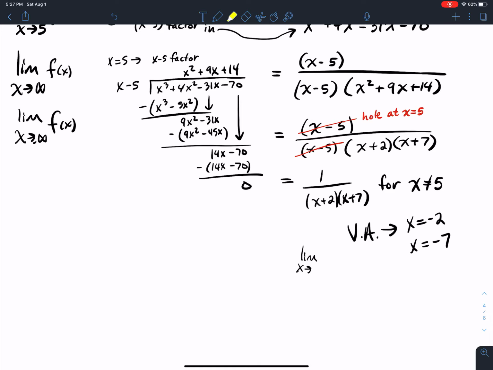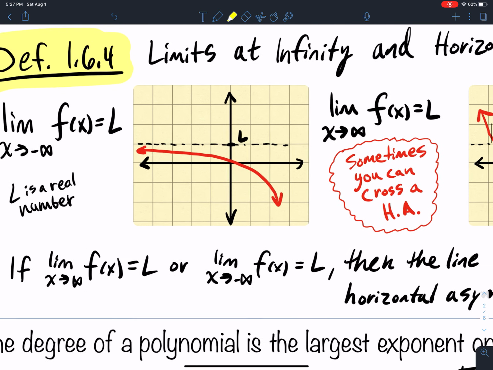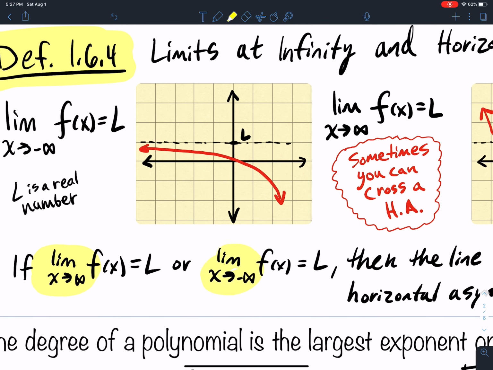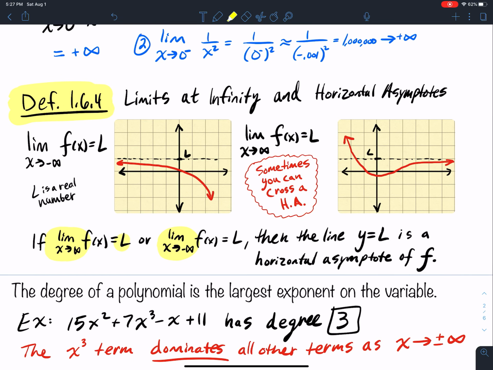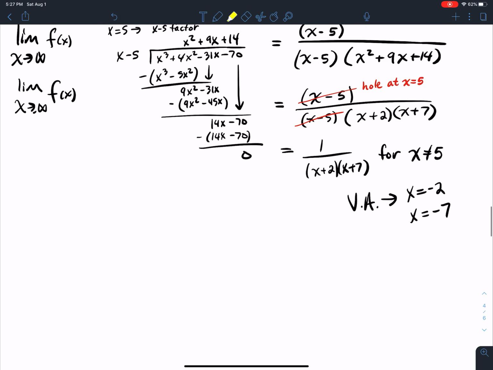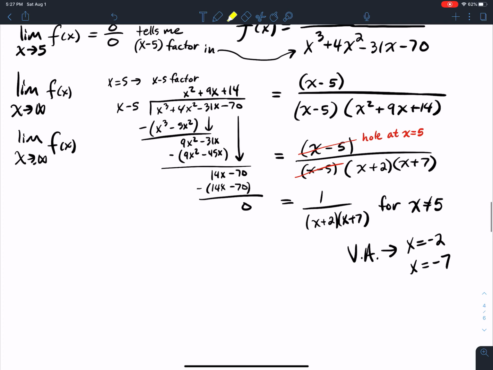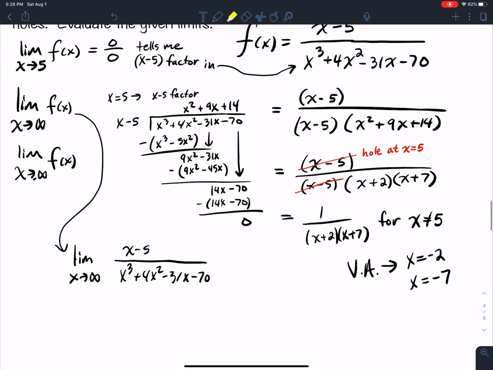Now, horizontal asymptotes. To find a horizontal asymptote, I take a limit as x goes to infinity or x goes to -infinity. And if that equals some number, then y equal to that number is the horizontal asymptote. If it's infinity or -infinity, either way, then there is no horizontal asymptote. So I'm going to take the limit as x goes to infinity, and I'm going to bring this down here.